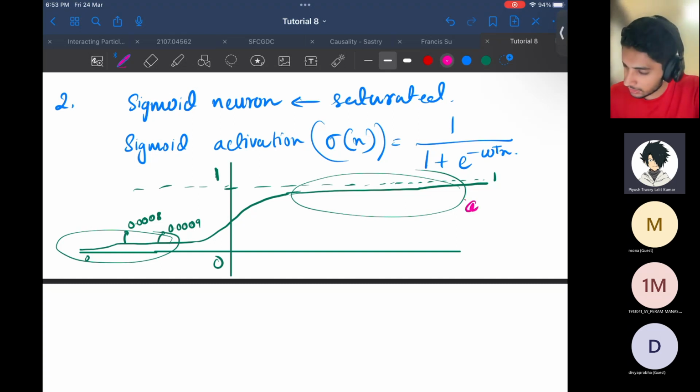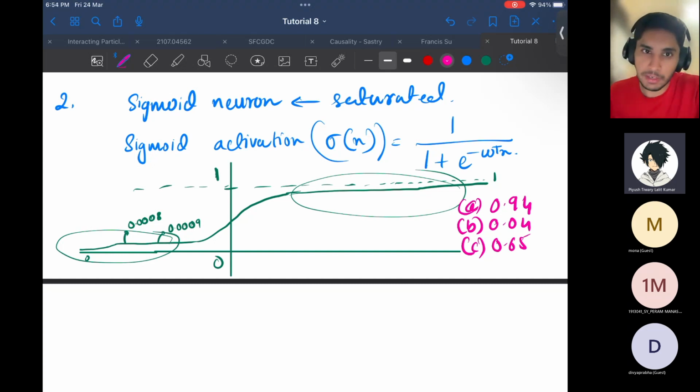The first option, option A, is 0.94. Well, this is really close to 1. Option B is 0.04. This is again very close to 0 on the negative side. Option C is 0.65. Well, this is somewhere in the midway. And option D is 0.35.